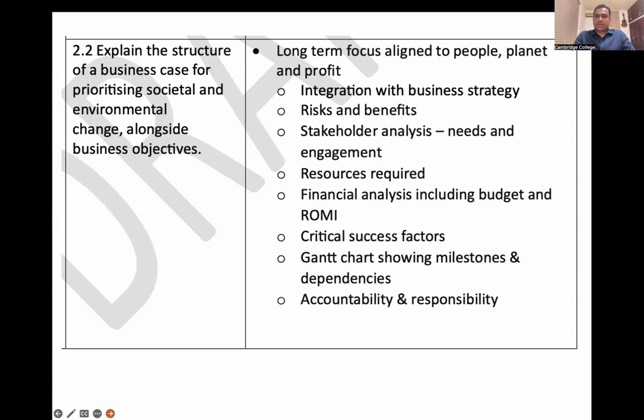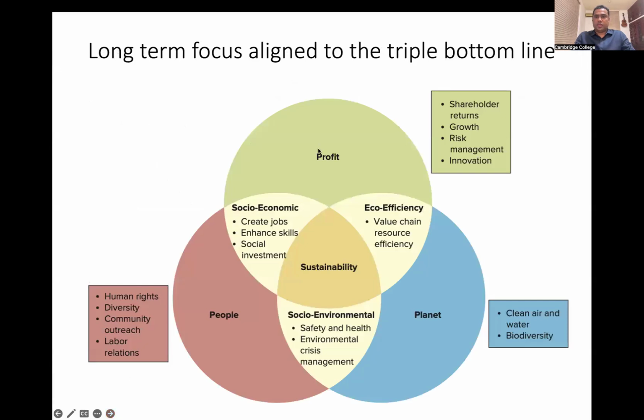Here are the indicative content. As you can see, many discussions surround the practical nature, but there are some important theories like stakeholder analysis and return on marketing investment. So the long-term focus of the triple bottom line.